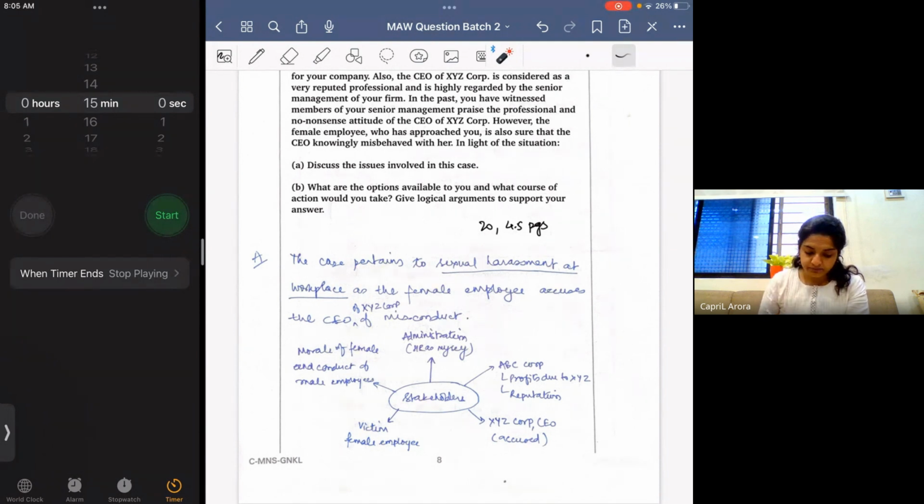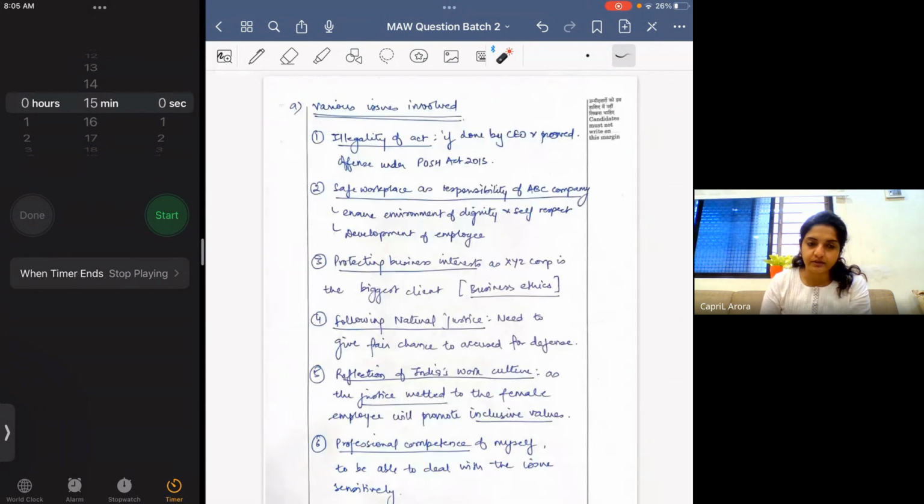Chalo, let's discuss. The case pertains to sexual harassment at the workplace. As the female employee accuses the CEO of XYZ Corp of misconduct, what are the stakeholders? ABC company, its profits due to XYZ and its own reputation; XYZ Corp; the CEO, the accused; the victim, the female employee; the morale of female employees and the conduct of male employees in future for ABC; the administration, including HR, as myself.